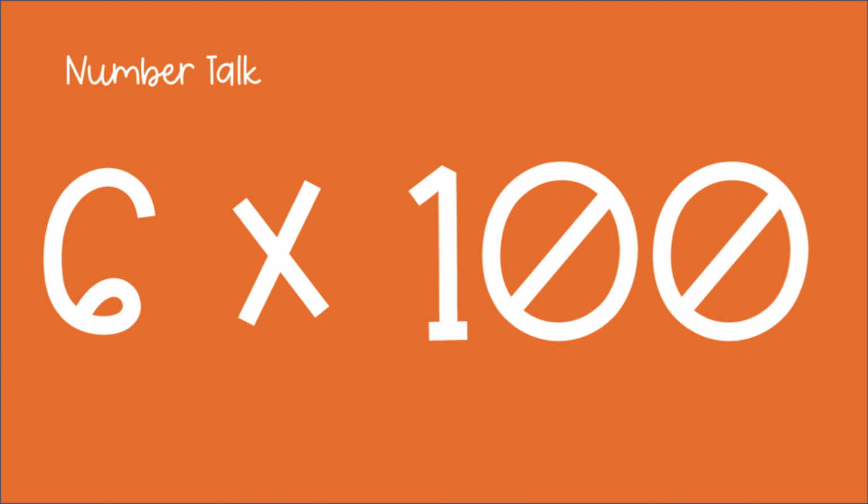Another way we could think about this is with base 10 blocks. If I have one 100 block and then I repeat that 6 times, I'll have 600. I could do this with repeated addition. Add 100 6 times, which would be 600. There's so many other ways that you can solve this, so be creative, be smart, and give your best answer.